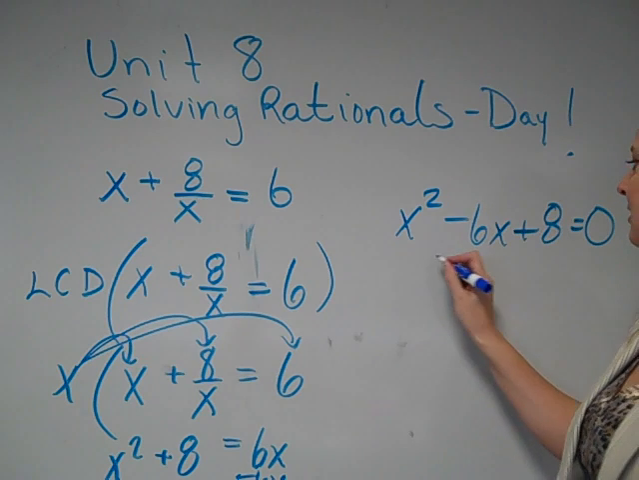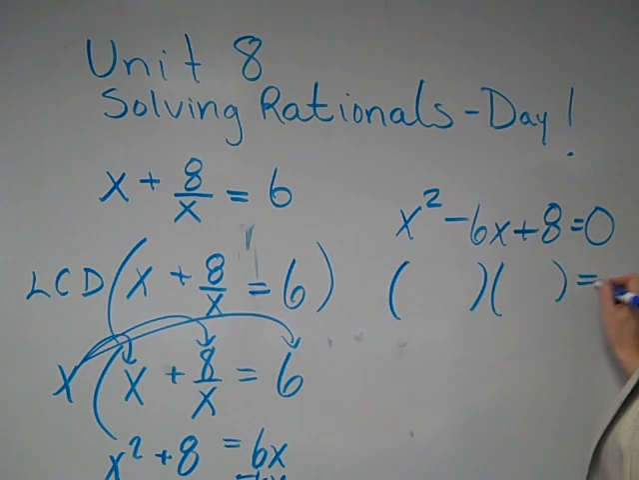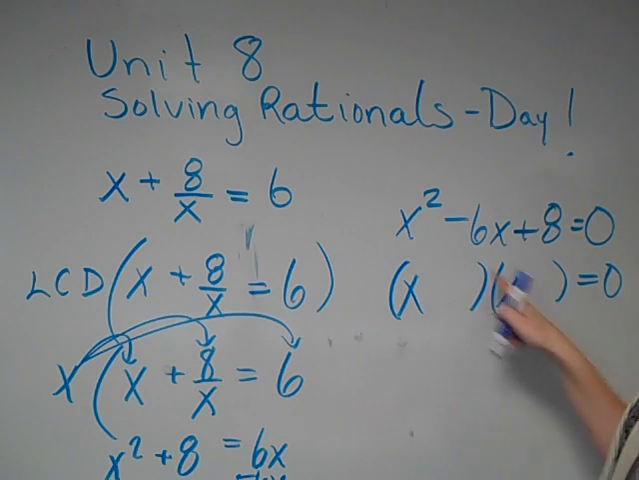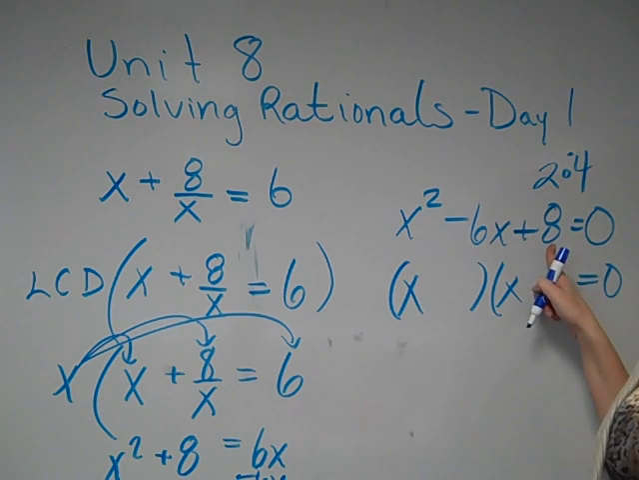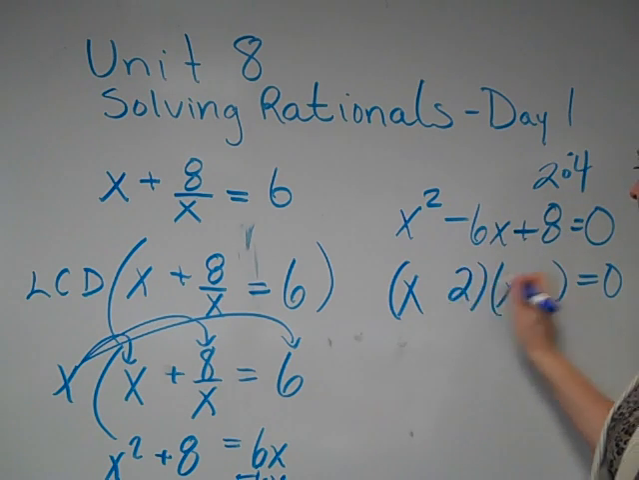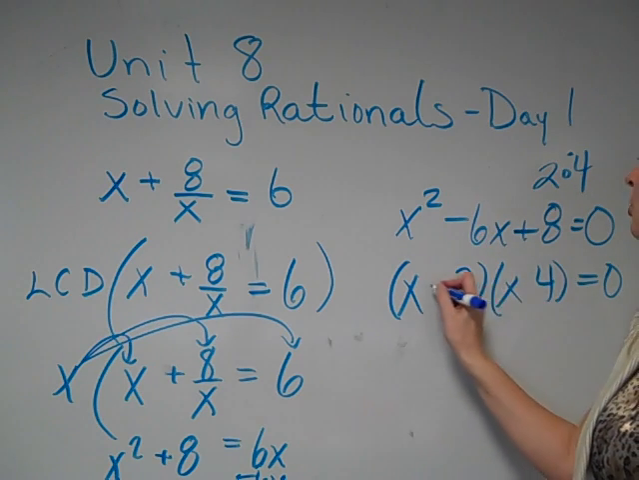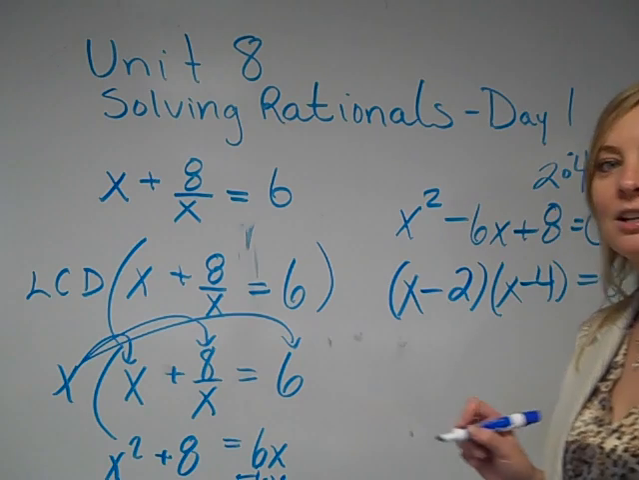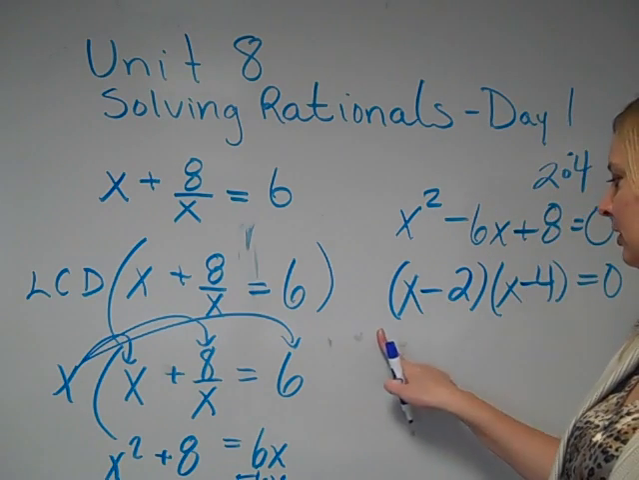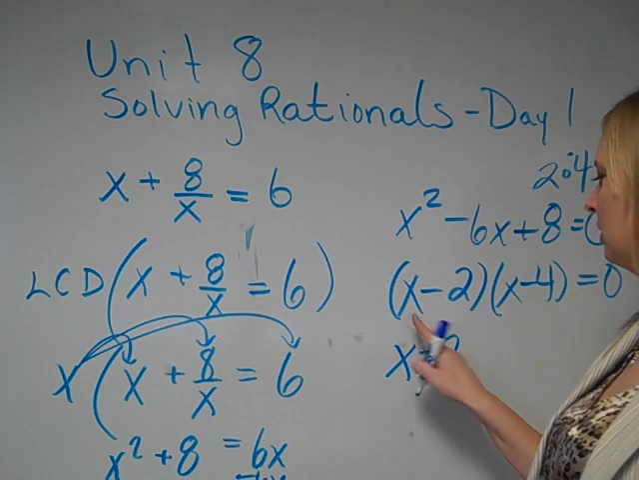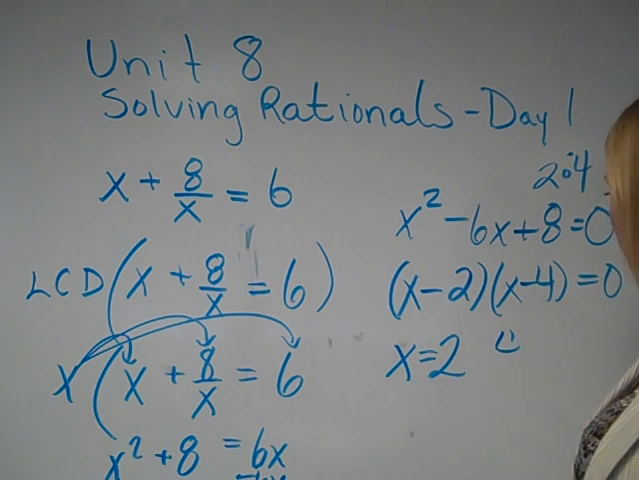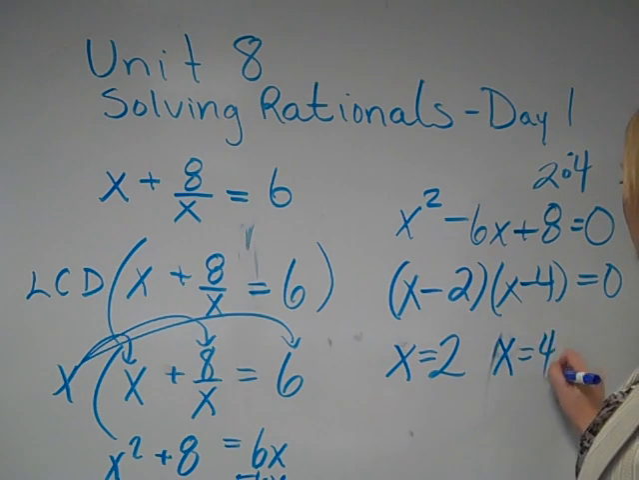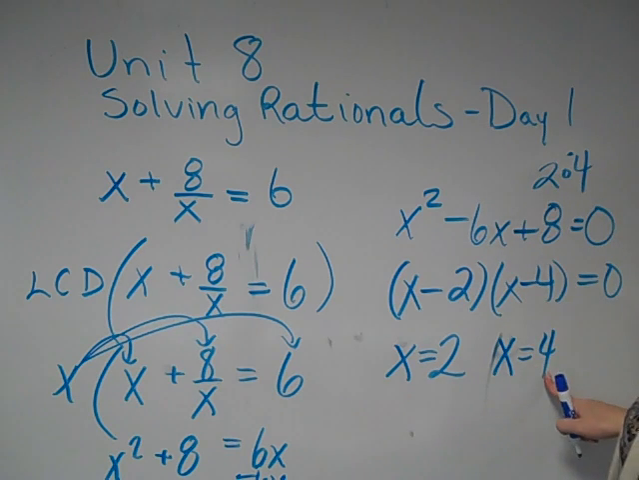To solve this quadratic, let's factor it. x times x gives you x squared. 2 times 4 multiplies to 8 and adds up to 6. The 6 is negative, so we need a negative and a negative. Finally, we're going to look at our factors and determine our solutions. x minus 2 is 0, so our first solution is 2. x minus 4 is 0, so our second solution is 4.